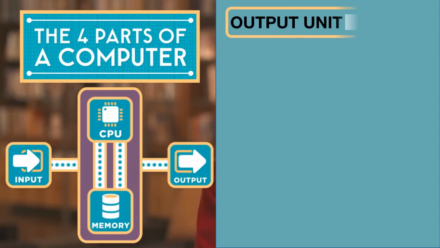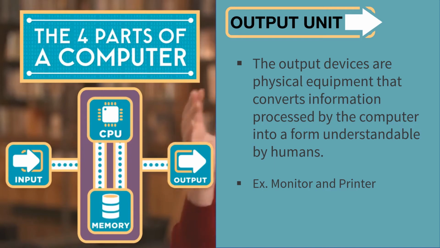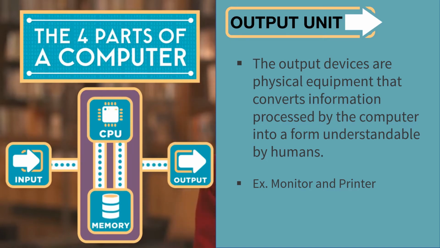So next we have the output unit. The output unit is the opposite of the input unit. Output devices are physical equipment that converts information processed by the computer into a form understandable by humans. The input unit converts the data into machine readable form, the form of 1 and 0, in order for the CPU to understand the raw data being input by the user. That is the task of the output device.